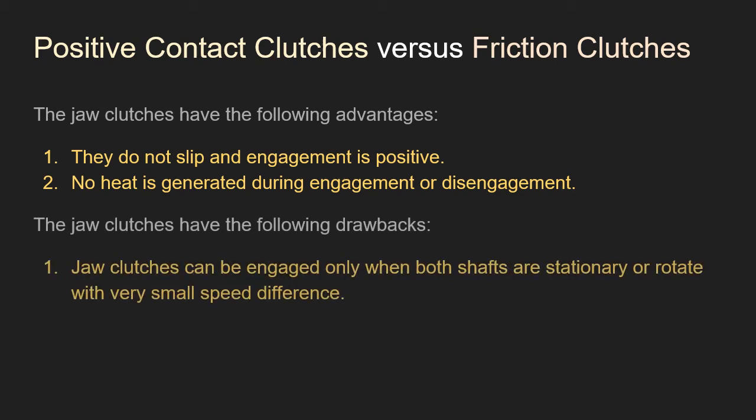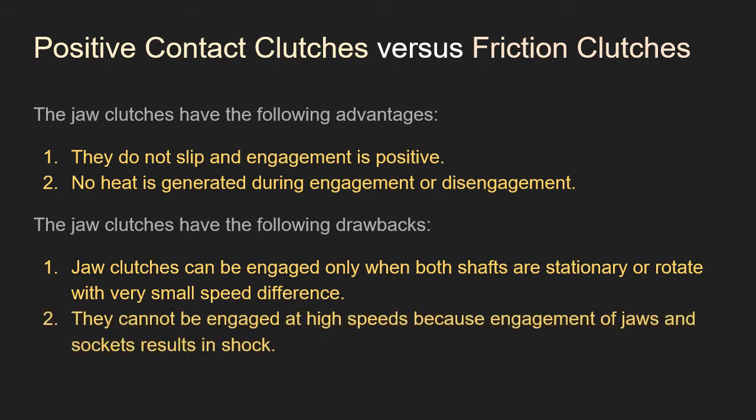And the drawbacks or disadvantages of a positive contact clutch is that they can be engaged only when the shafts are stationary or are rotating at very small speeds. Because when they are running at high speeds, it becomes difficult to suddenly engage both the jaws because there will be a sudden shock involved which may damage the transmission system. So let's look at the advantages and drawbacks of friction clutches in the next slide.